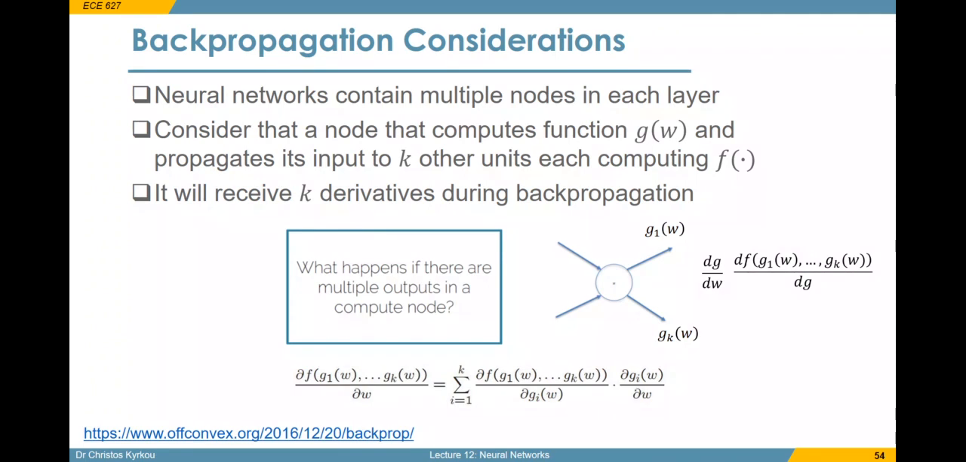So neural networks contain multiple nodes in each layer. So it makes sense that we have multiple inputs coming to each node, and that node gives many outputs to the next levels of nodes. So what happens if we have multiple outputs of a node during the backpropagation phase?